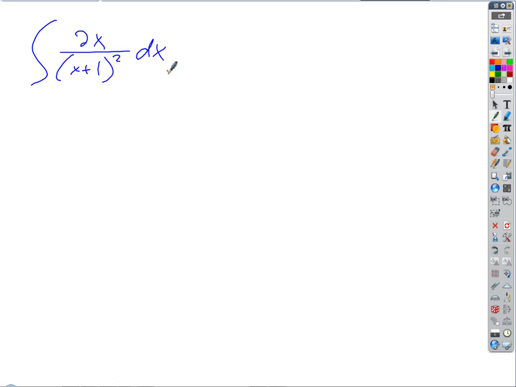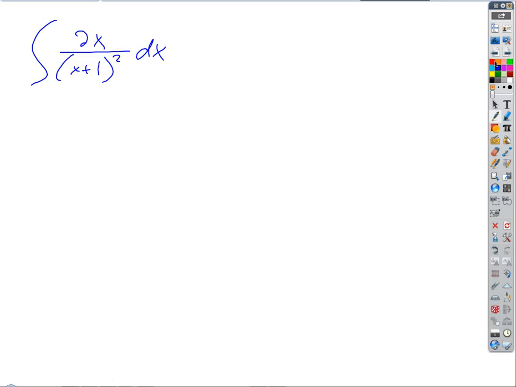Okay, how about this one? What's my u substitution here? x plus 1. What's that accomplish? Not a ton, because it's a linear function of x, and I've got another linear function on the top, but what it does that's very useful is I get a single thing on the bottom then, right?